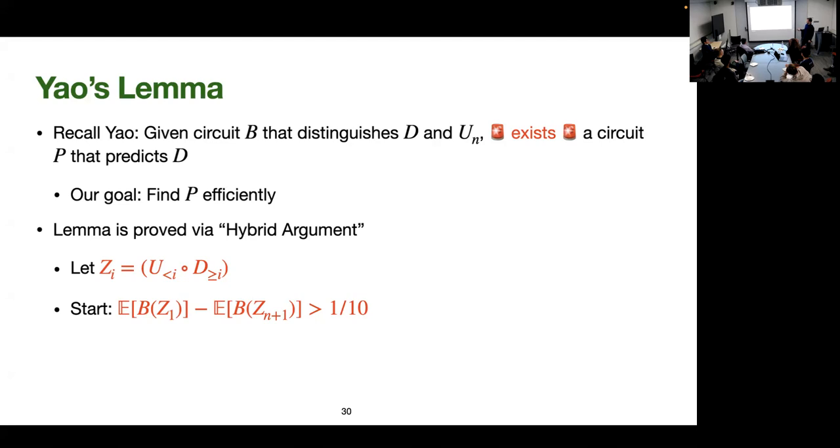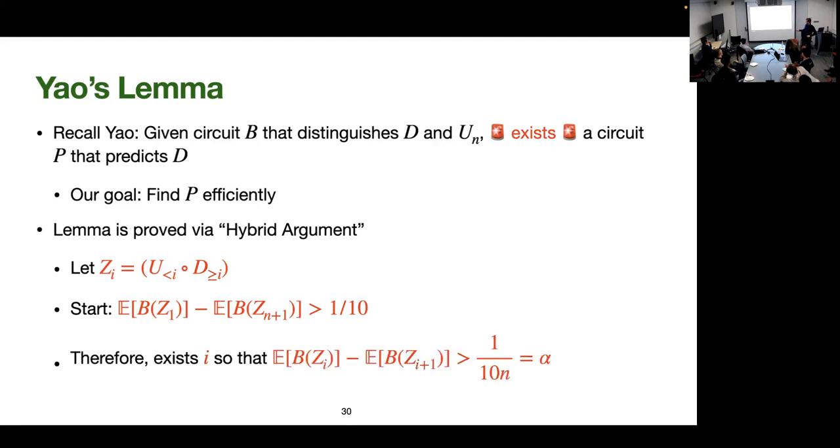But you define n+1 distributions, and one of them is too high and the other is too low, and then we step between them. If we know that the gap between the expectation under the first and final distribution is greater than 1/10, then there's some point i where the expectation jumps by more than 1/10n, because that's the number of steps we took.